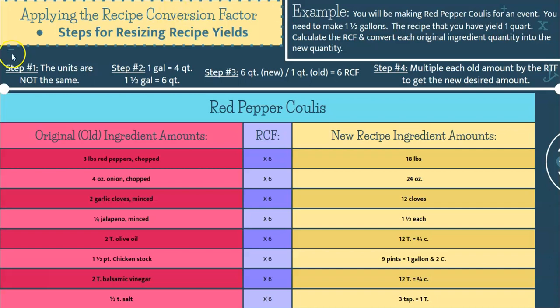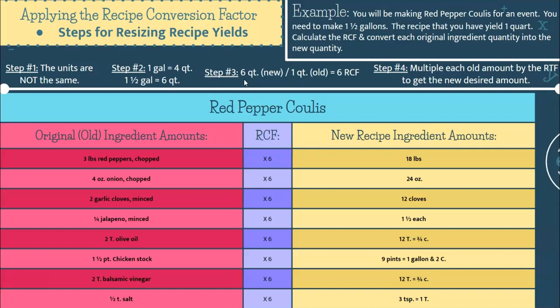Okay, so step 1, the units are not the same, so you need to make sure that they are the same. So meaning they're gallons and quarts, so we are going to set it up as 1 gallon equals 4 quarts, 1.5 gallons equals 6 quarts. Okay, so step number 3, your new yield, which is 6 quarts, which we converted over from the 1.5 gallons, 6 divided by your old, which is 1 quart, and your recipe conversion factor is 6.